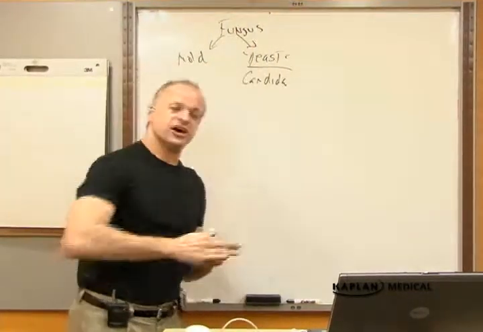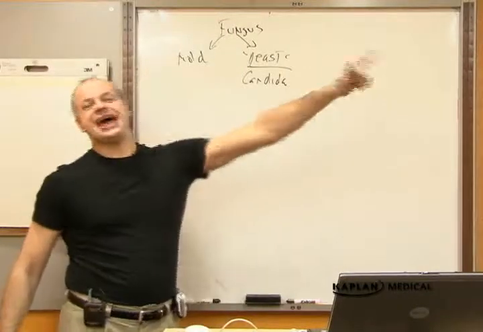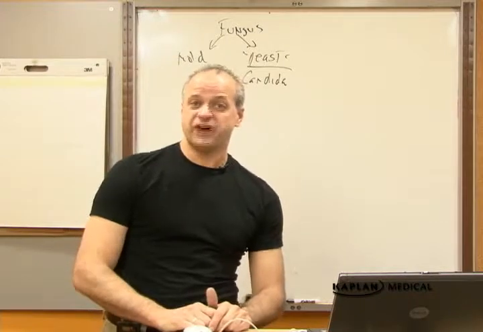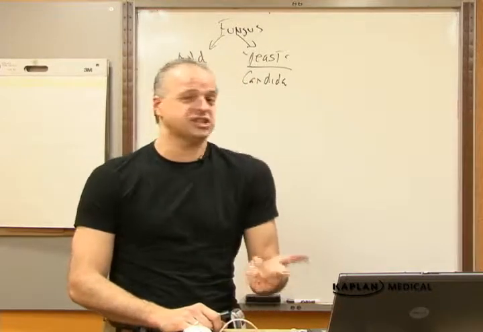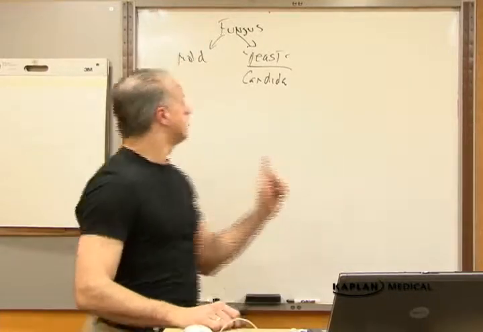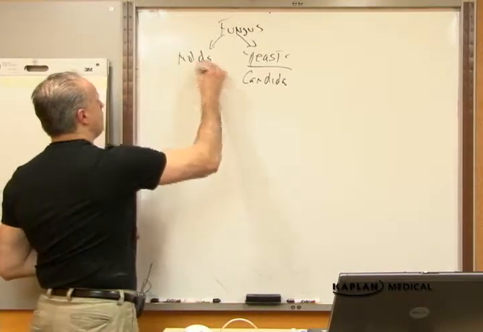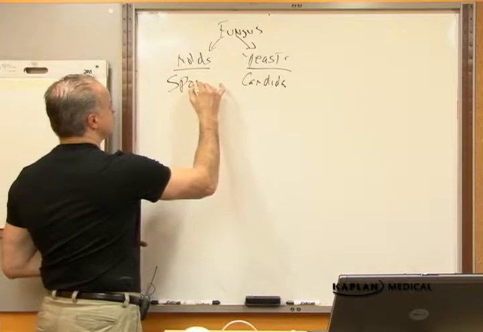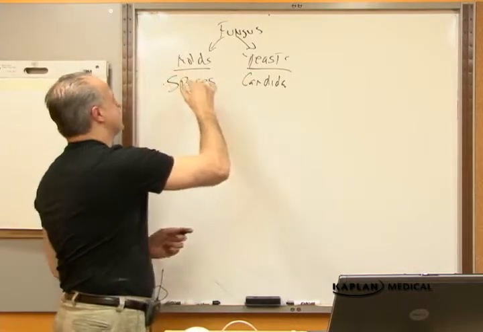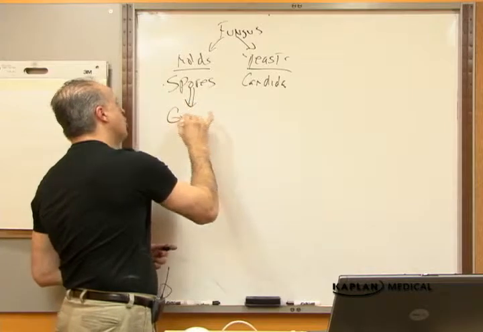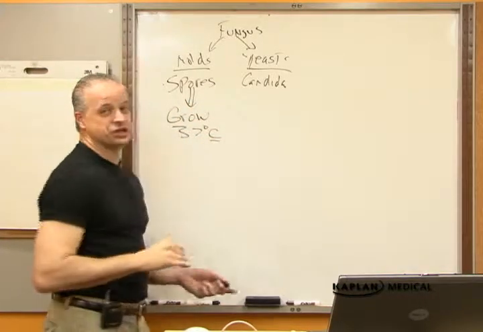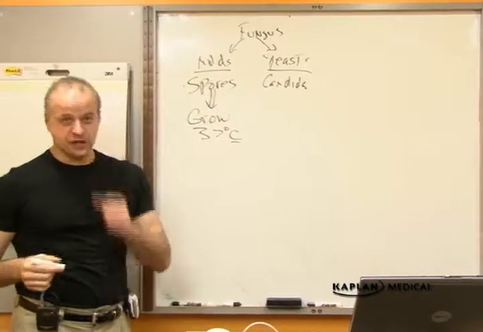There is no Candida on this countertop. There is no Candida outside in the environment. Candida exists in human body environments. It grows where it's in its human host, comfortable, warm. Molds, on the other hand, have spores. And those spores can exist in the environment. And then they germinate and grow when they get to 37 degrees centigrade, which is human body temperature, and they germinate inside of you.